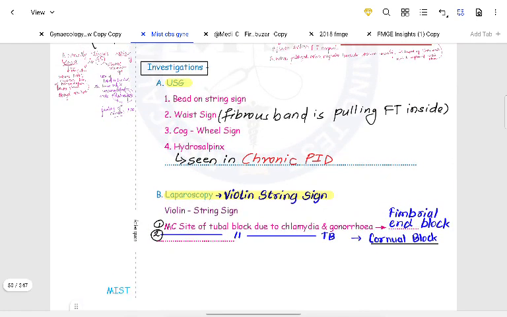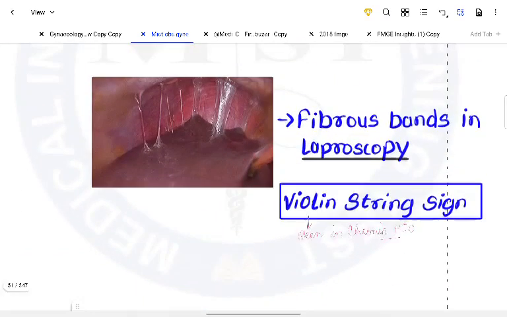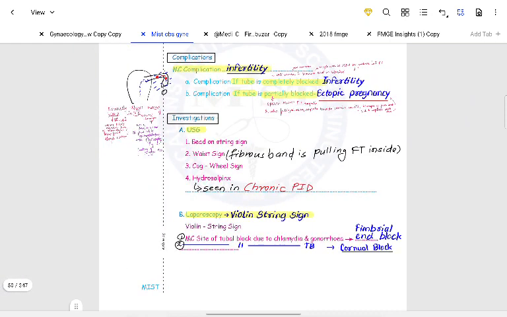And in laparoscopy we see violin string sign. These are the fibrous bands, and in laparoscopy they appear as the strings of a violin, so it is known as violin string sign.